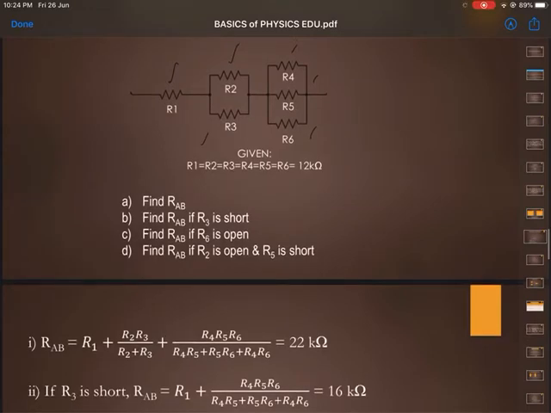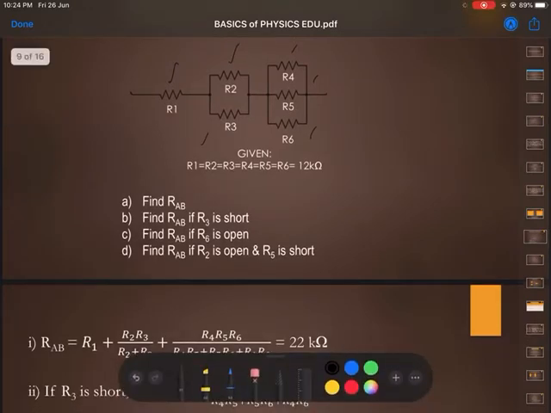Let us see the first case. What it asks is to find RAB. RAB means, I may not have mentioned it, this is A here and this is B here. That is the total resistance between A and B. Let us see the value of resistance between A and B under different conditions. The first condition is when all resistances are okay.